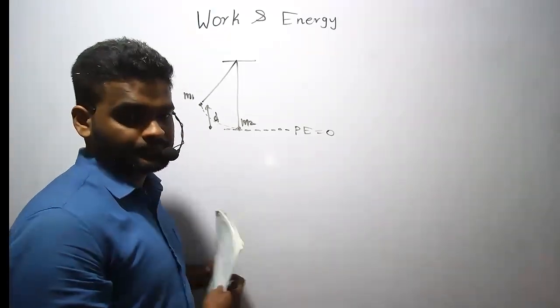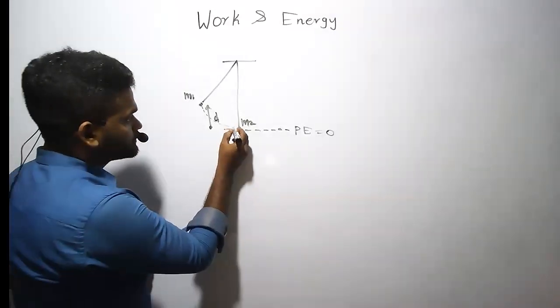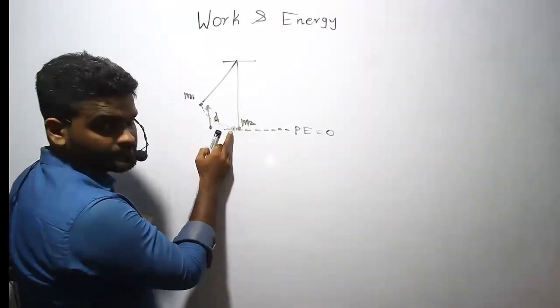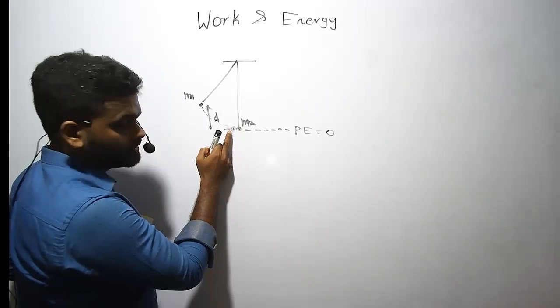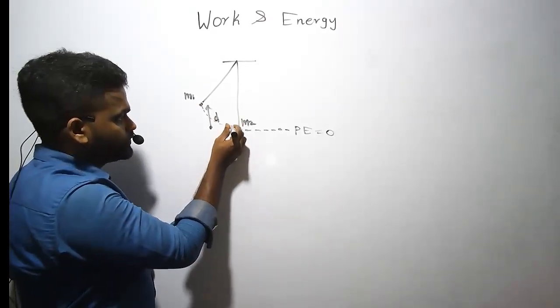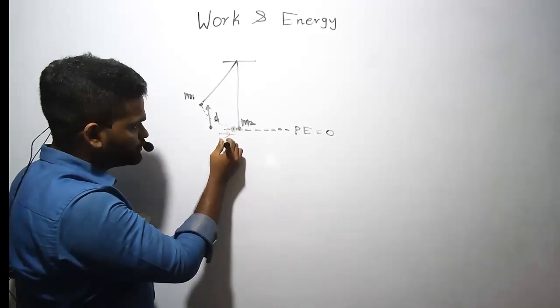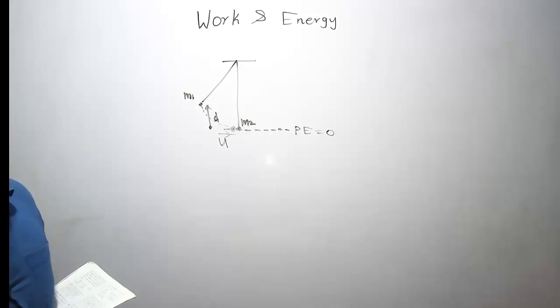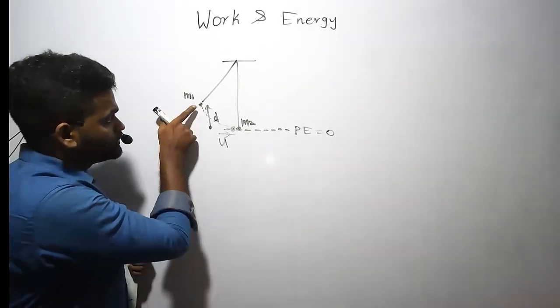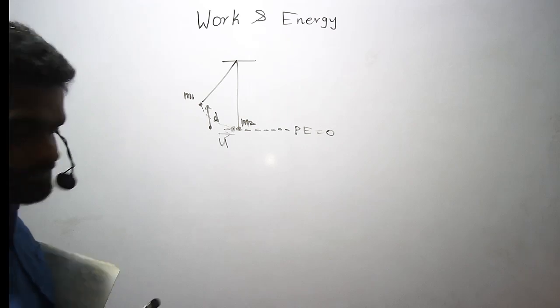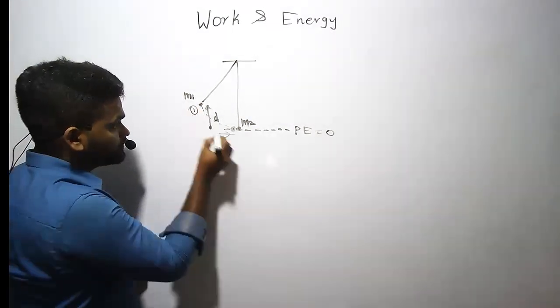Okay. So this M1 hits here. Just before collision, you have to find the velocity. Let's say U. You need to find this U, right, just before collision. So how do you find that? Let's say this is 1, this is 2.